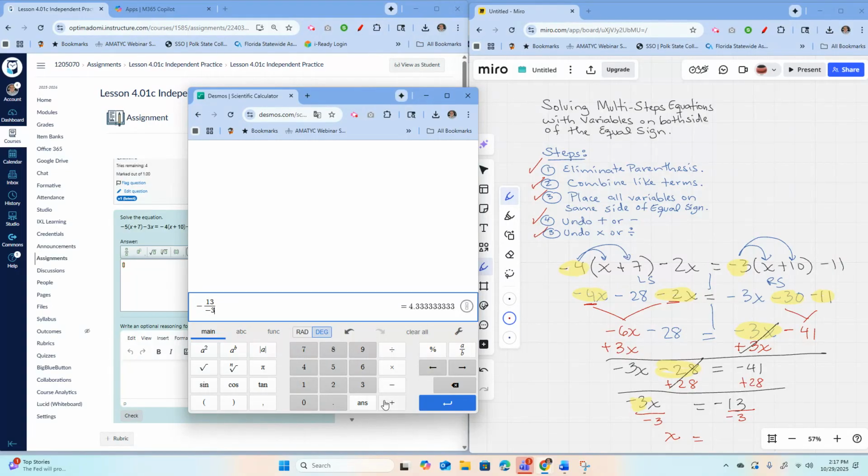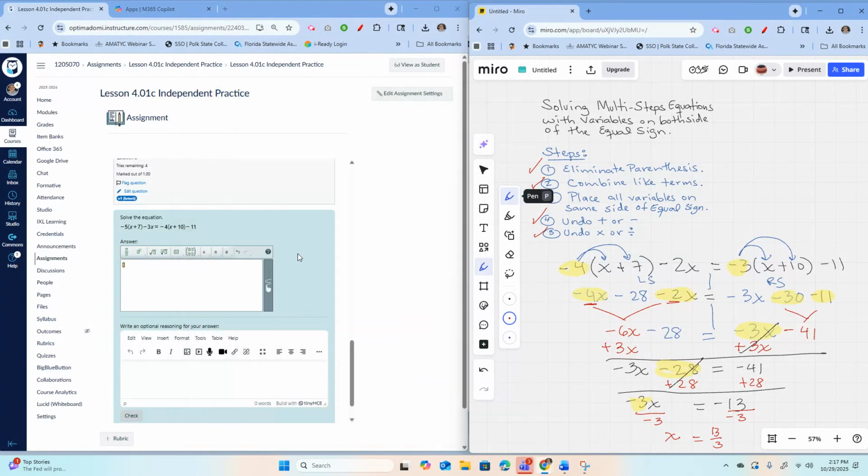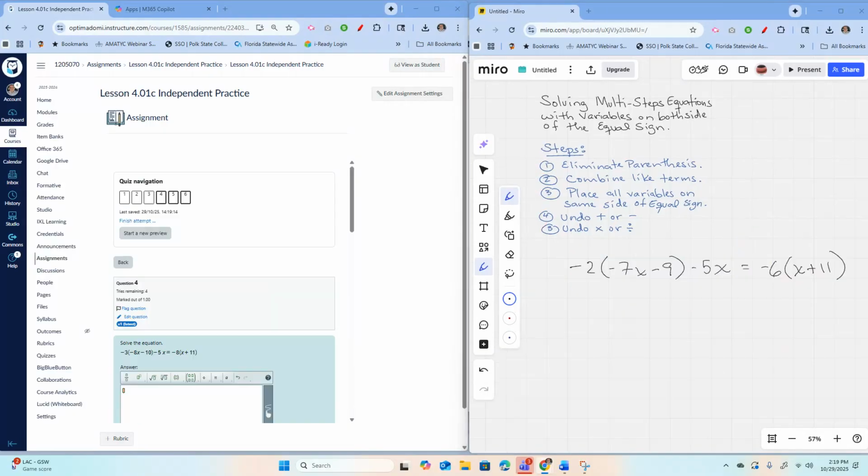And look what I get. Get a decimal. When you click on the circle, you can see we're going to keep the fraction 13 over 3. And that's how you do problem number 3. That is similar to the actual problem in the assignment. Let's go to the next one.